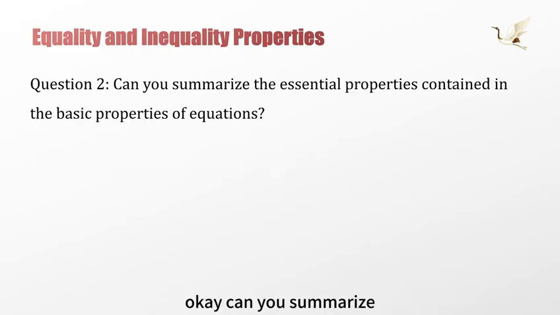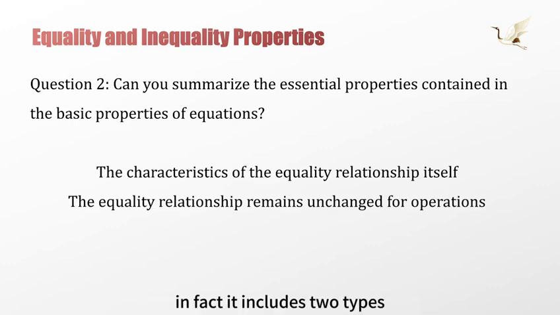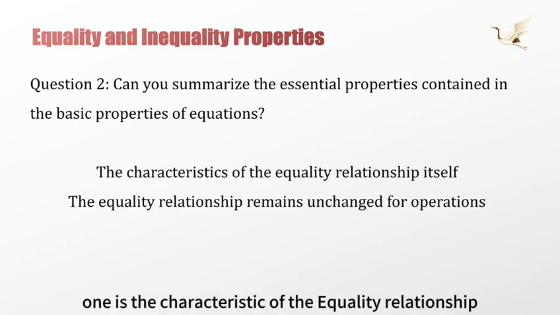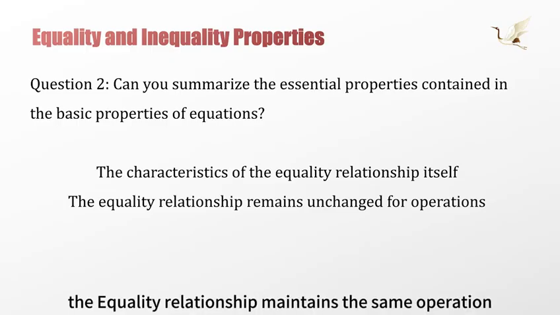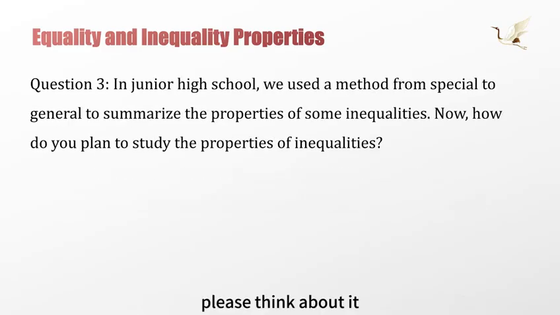Okay, can you summarize what essential properties are inherent in the basic properties of equations? In fact, it includes two types. One is the characteristic of the equality relationship itself, and the other is that the equality relationship remains the same under operations. Please think about it.